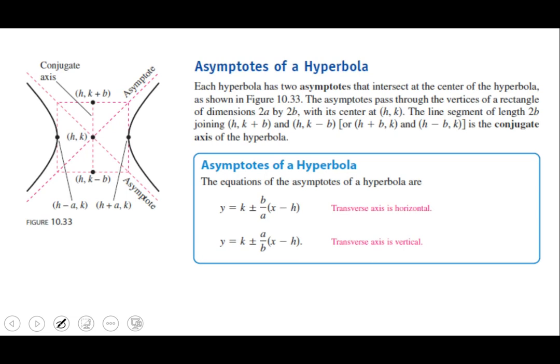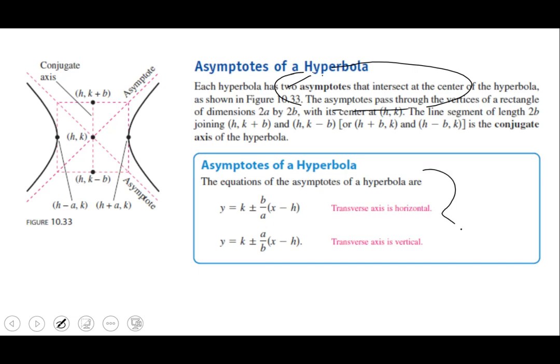Okay, so then how do you know how to make the graph look symmetric? How do you know exactly how wide those branches should be? Well, in order to guide them, you are going to find the asymptotes of the hyperbola. Each hyperbola always has two asymptotes that intersect the center of the hyperbola.